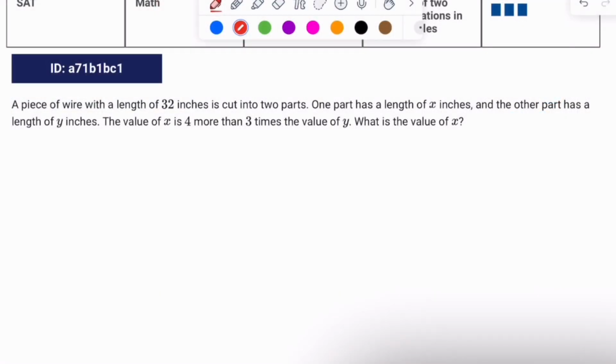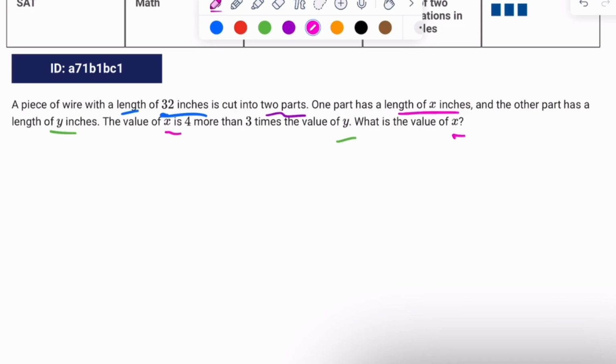All right, a piece of wire with a length of 32 inches is cut into two parts. One part has a length of x inches, and the other part has a length of y inches. The value of x is 4 more than 3 times the value of y. What is the value of x?